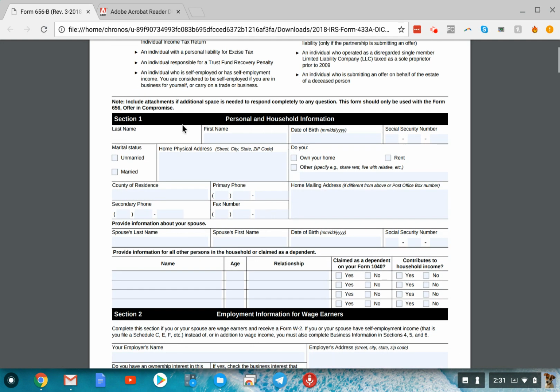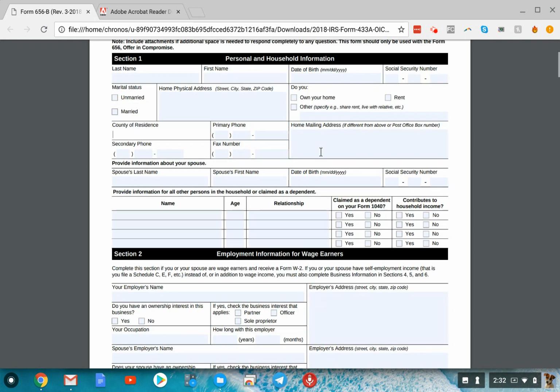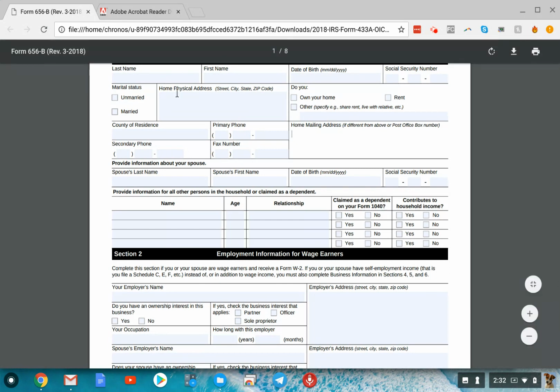Section 1 is just going to list all your basic information. They want to know married, unmarried, own your place, rent your place, some other living situation. I do recommend on this, if you have one of these other living situations, get some type of agreement together. It just looks better for your case, makes it easier.